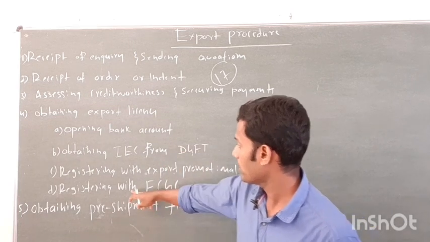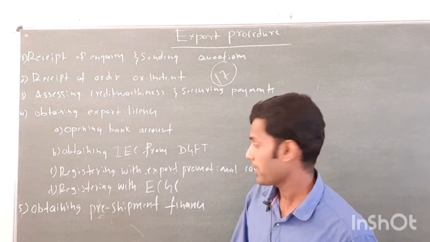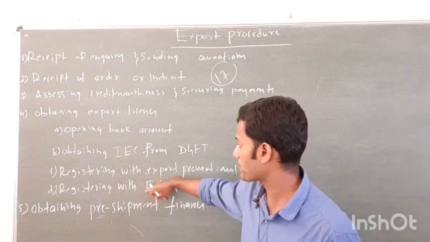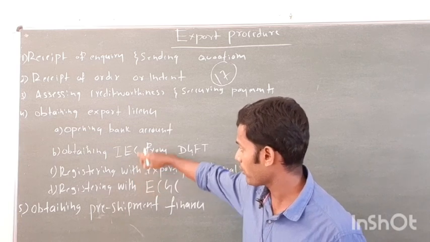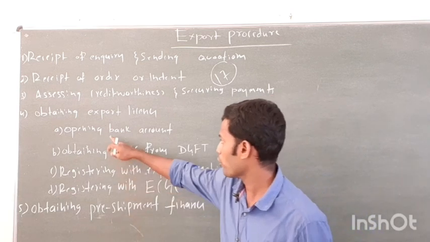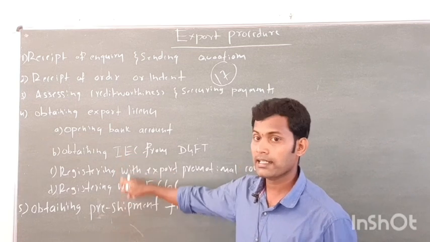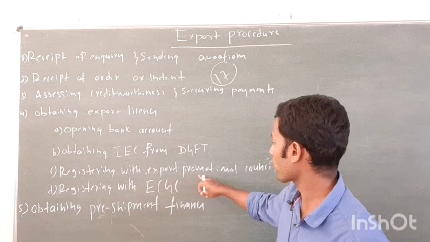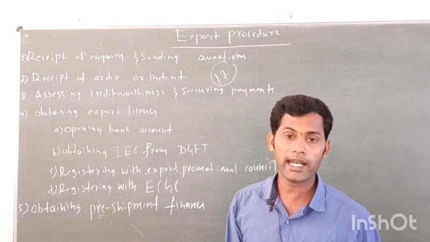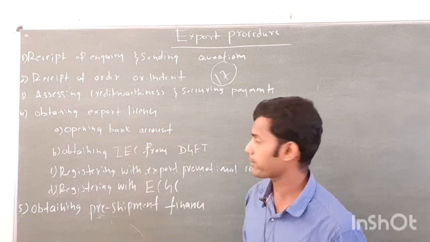Then fourth one, registering with the ECGC. It means Export Credit and Guarantee Corporation. These are all the four steps or we have the four procedures here for getting export license. First one, opening of bank account, obtaining import export code, then registering with any one of the Export Promotion Council, then registering with ECGC, Export Credit and Guarantee Corporation. These are all the four things for obtaining export license.